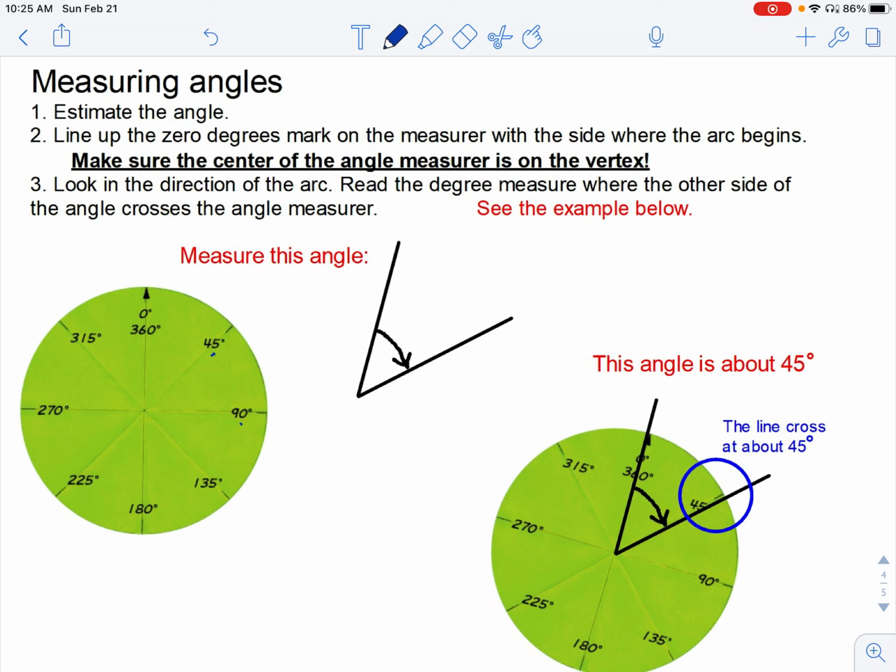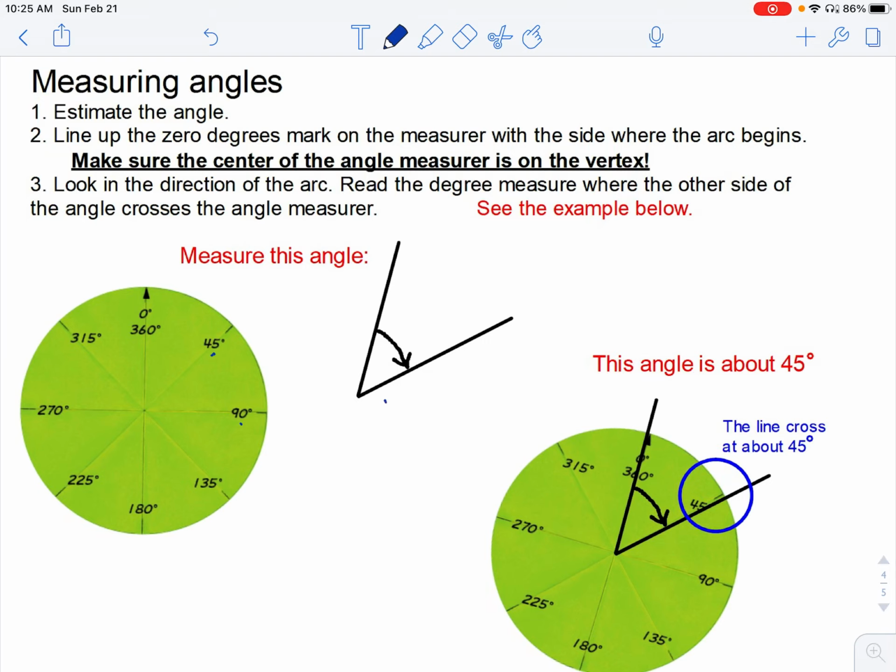So when you go to measure an angle using this full circle tool, the first thing you want to do is estimate the angle. And the reason we do that is so that we have some sense in our head of where we want this angle to be.